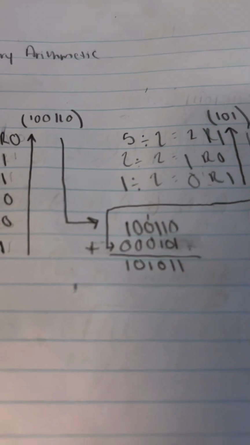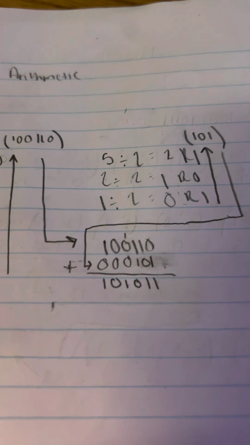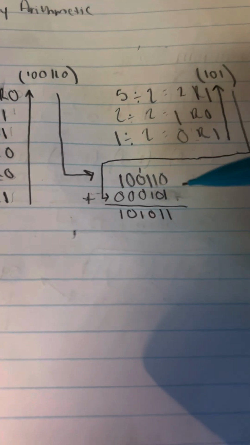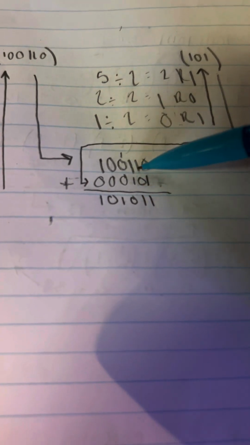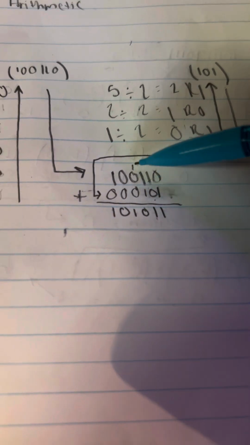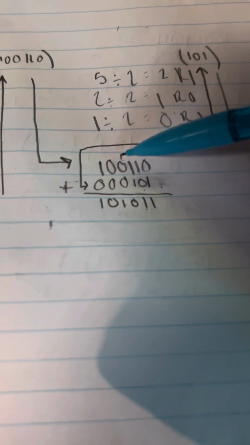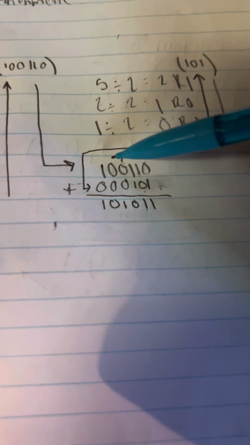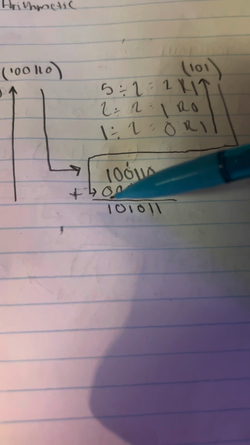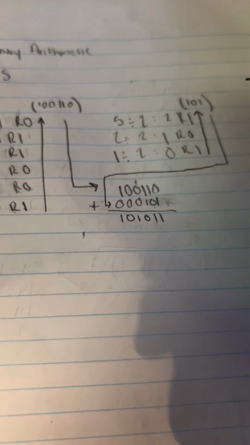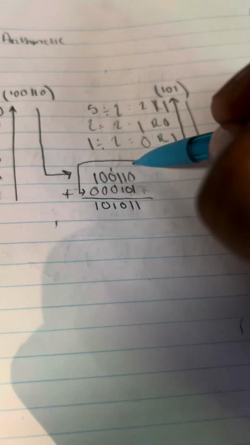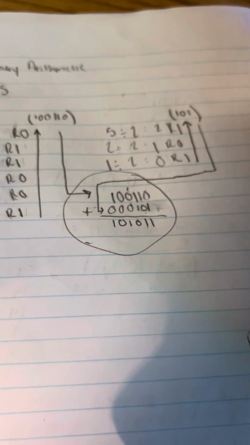So 1, 0, 0, 1, 1, 0 plus only the 1, 0, 1 right here. You just fill in the rest of the zeros in order to complete. So 0 and 1, we know we get 1. 1 and 0, we know we get 1 again. 1 and 1, we get 10. Just draw the 0 down here and add the 1 to the next column. Then we have 1 plus 0 plus 0, we get 1. And 0 plus 0 is 0. And then 1 plus 0 is 1. So binary arithmetic would pretty much be this whole little addition here.